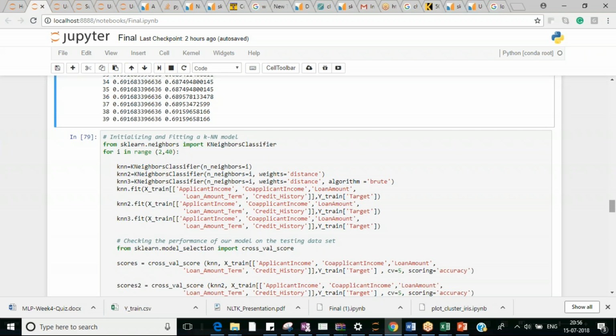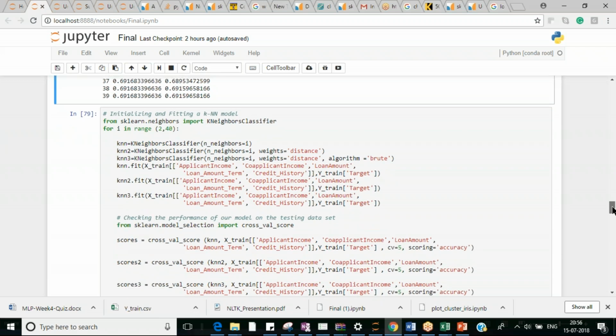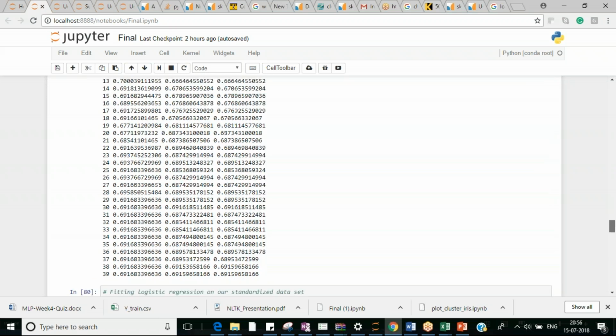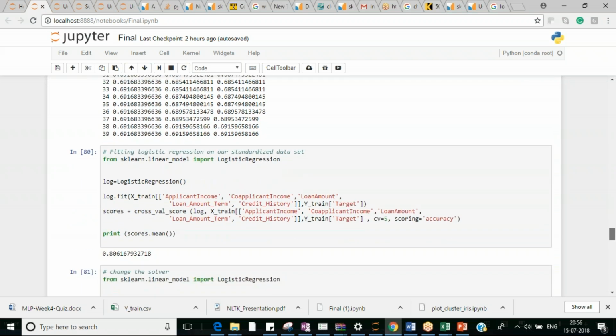The third case is you change the algorithm. There's something called a brute force algorithm, but don't go by that, it is not very important. Now let's see logistic regression, how logistic regression improves your accuracy. You see, it has 80%. Okay.